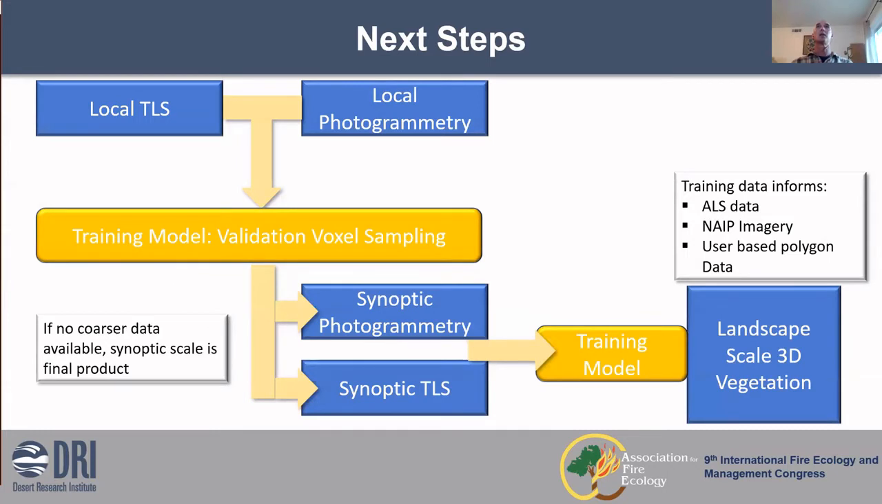So our next steps are to take some of the things that you'll see in upcoming presentations, and then what I've just presented, but using the local TLS and then the GoPro based photogrammetry to start training coarser data. If we start feeding in our 5x5 estimates, which are high resolution at 10 centimeter voxels, but we summarize them up to half meter by half meter bins, then we can apply that to the synoptic photogrammetry as well as TLS, and then start training up even to coarser with ALS data, NAIP imagery, and other user-based polygons that might represent stands.